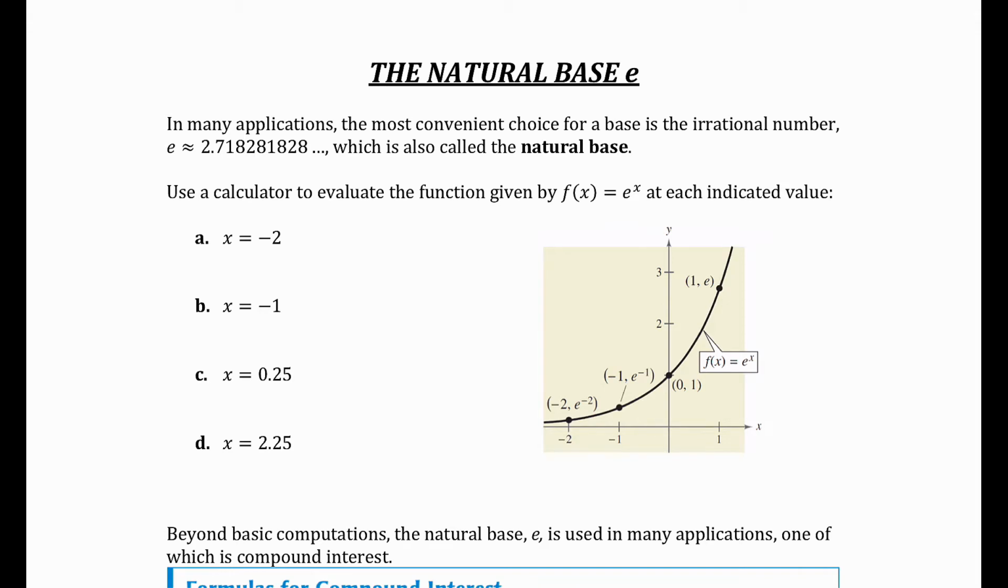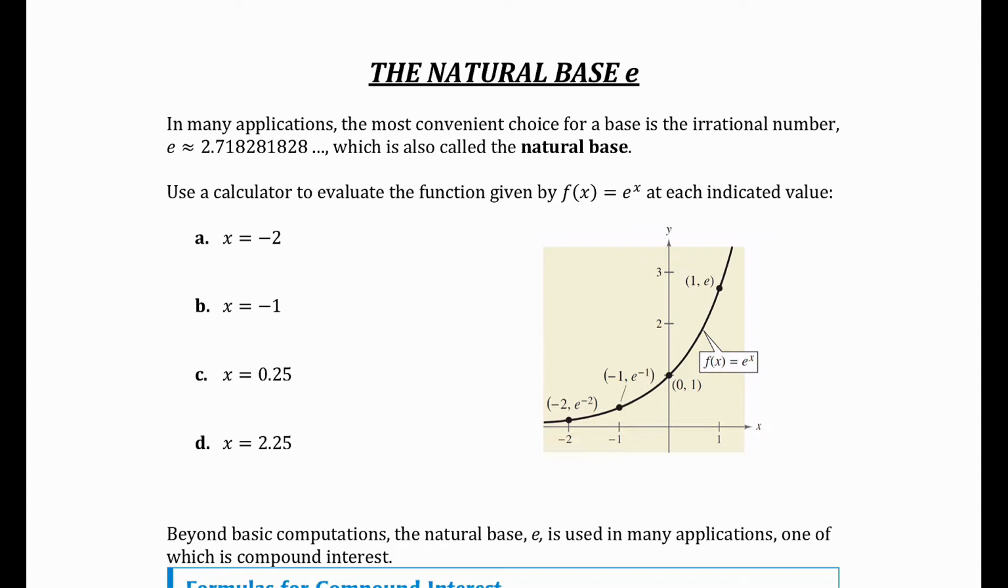So the next thing we're going to talk about is the number e. In many applications, the most convenient choice for a base is an irrational number, which seems weird. It's convenient and it's irrational. But that number is the letter e. It stands for Euler's number. Euler was the guy that really, well, he didn't really discover it, but he got credit for it.